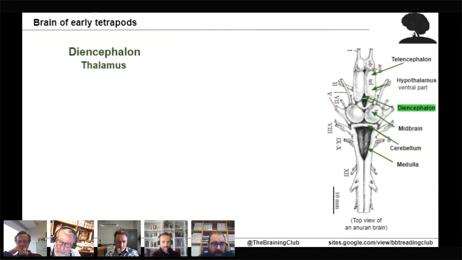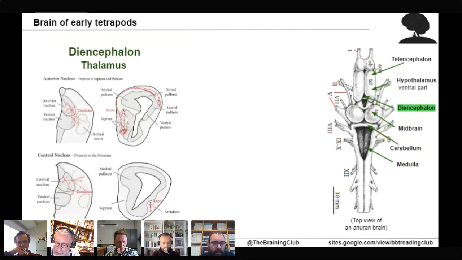So about the thalamus, its main outputs are directed mainly at the pretectum, tegmentum, and spinal cord, but it also projects to the telencephalon. In particular, the anterior thalamic nucleus projects to the septum and the pallium, whereas the central nucleus projects mainly to the striatum.